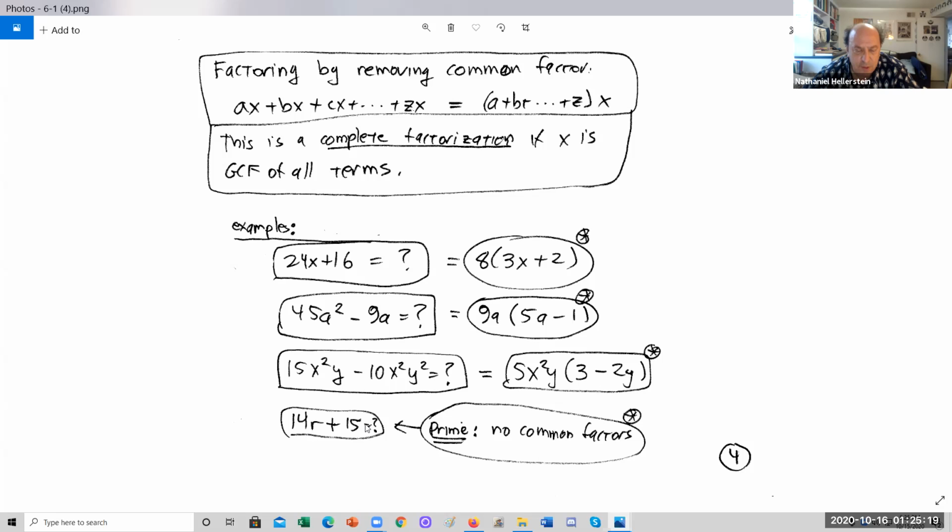Here's 14r plus 15. Well, there is no common factor. So it just is what it is. And so this is called a prime polynomial, like a prime number. All right.